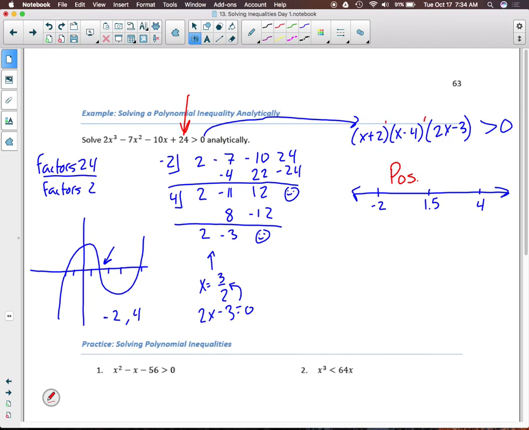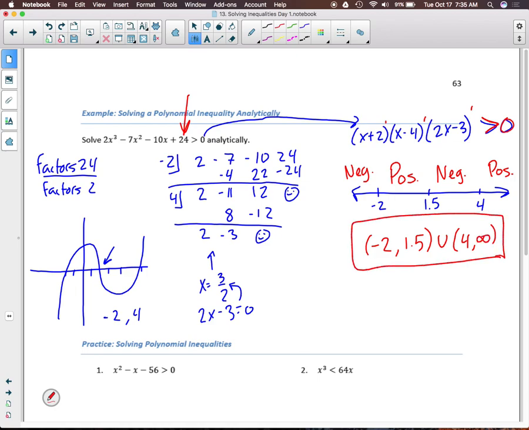And now I can just use multiplicities. All of these have a multiplicity of 1, so the sign's going to change each time. I'm going to go from positive to negative, from negative to positive, and then way over here I'm going to go back from positive backwards and go negative. So now I can just look at this. It's asking me when am I positive. So from -2 to 1.5, I don't want to actually equal 0, and from 4 to infinity. Ta-da! We're done.